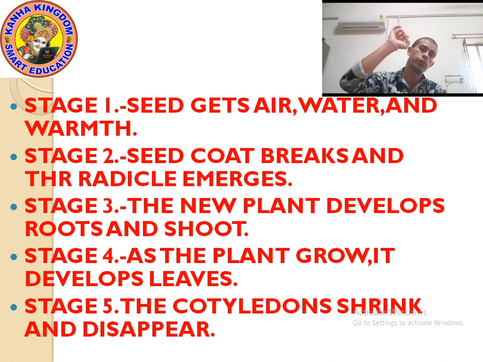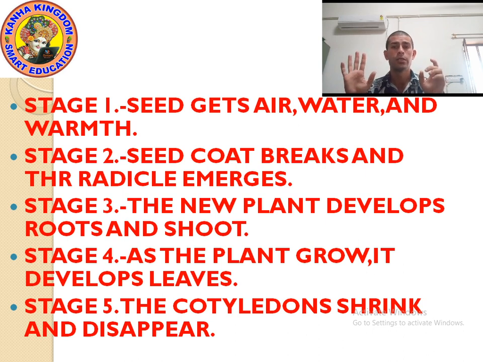Stage number 4, as the plant grows, it develops leaves. Yes, when the plant starts to grow, it develops leaves. Stage number 5, the cartilage shrinks and disappears. Yes, then what happens? Cartilage is the part of the seed which is present inside the seed. Shrink means it becomes small. It becomes small, then slowly vanishes away, disappears.